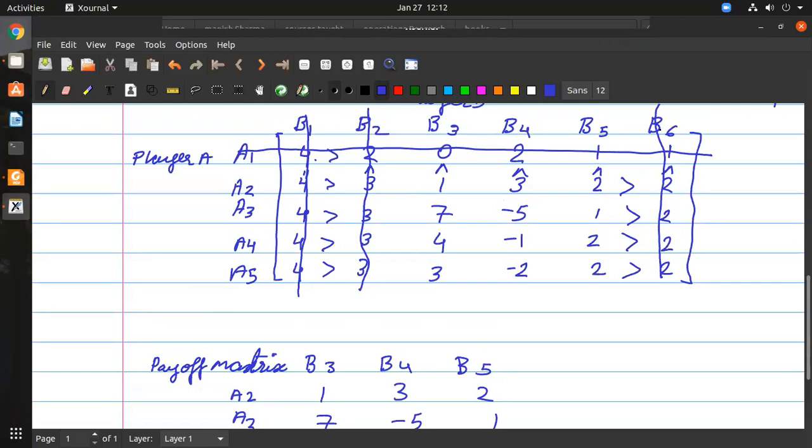So let me be clear here. If I am using strategy B6, my outcome will be the same as B5 if player A is using strategy 2, strategy 4, or strategy 5. Correct? But in case the player is using A3, then I will lose by one more unit. Is it or not? So why should I use this? So this should not be used.